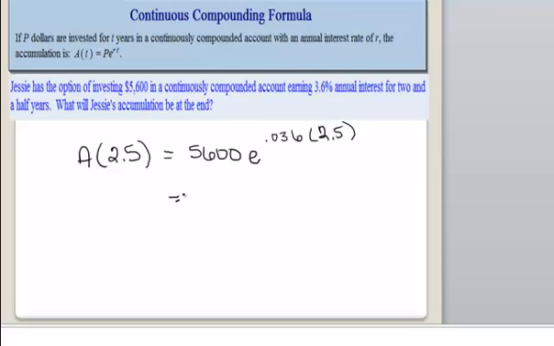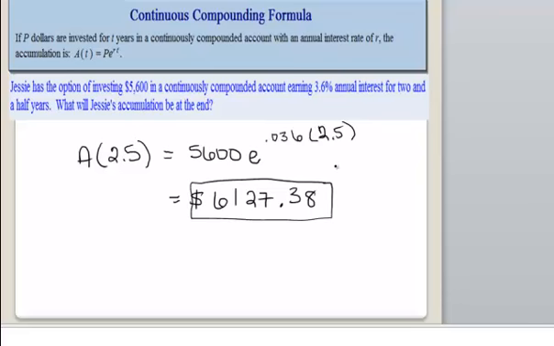Punch this straight into your calculator. 5,600 times second, where is E? That's going to be your ln button. So second ln, and then 0.036 times 2.5. Close parentheses equals, and you end up with 6127.38 once it's rounded. So this is how much would be in his account at the end of 2.5 years.